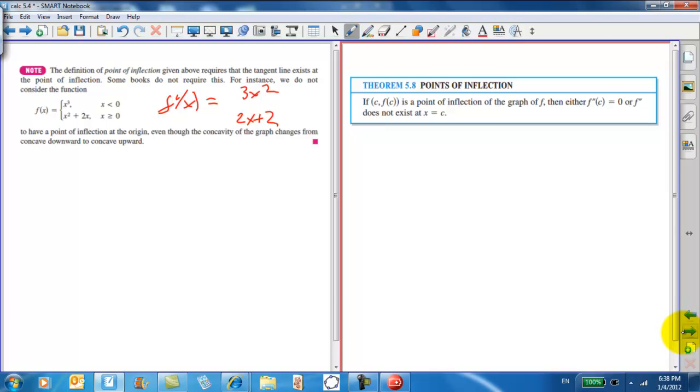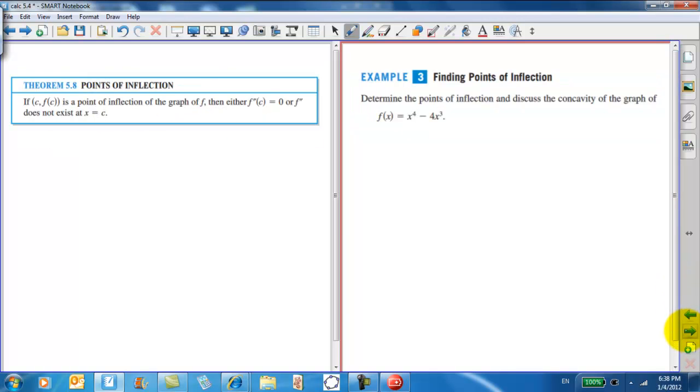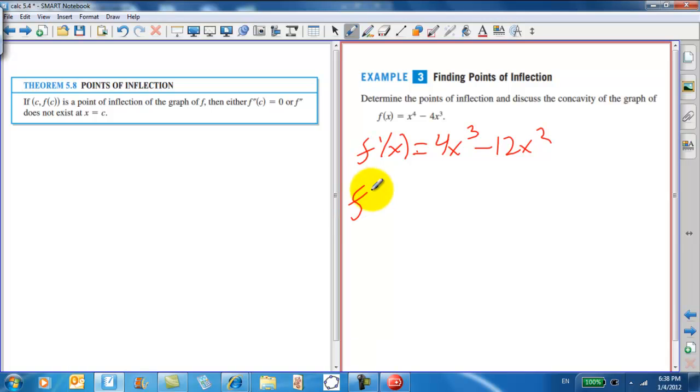So, if you've got a point of inflection on the graph, then either the second derivative is 0 or it does not exist at x equals c. So let's investigate this. Determine the points of inflection for this graph. Now this derivative is easy enough to do by hand. 4x cubed minus 12x squared. And let's do it again for the second derivative. 12x squared minus 24x.